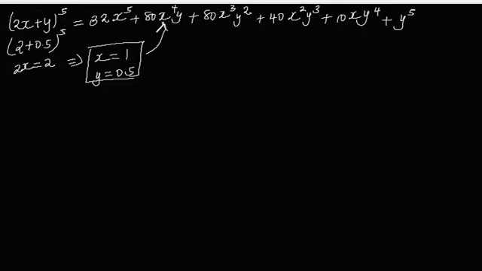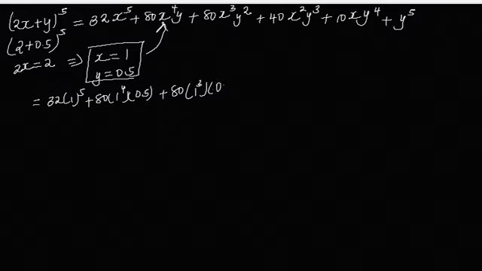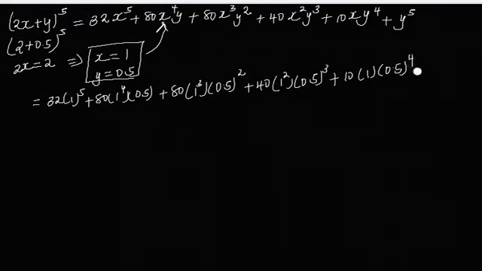Okay, so if we do that, we are now going to have 32 multiplied by x^5, so that is 1^5, plus 80 multiplied by 1^4 multiplied by 0.5, plus 80 multiplied by 1^3 multiplied by 0.5 squared, plus 40 multiplied by 1 squared multiplied by 0.5^3, plus 10 multiplied by 1^1, which is 1, multiplied by 0.5^4, and finally plus 0.5^5.